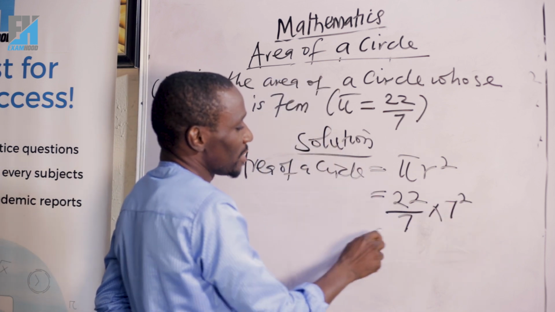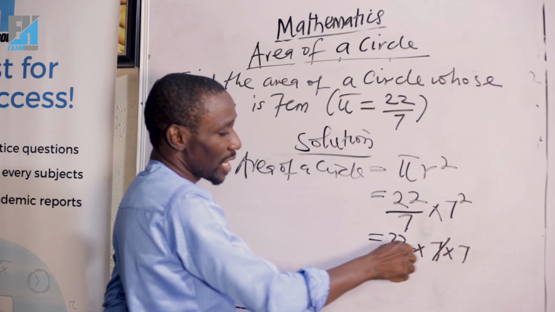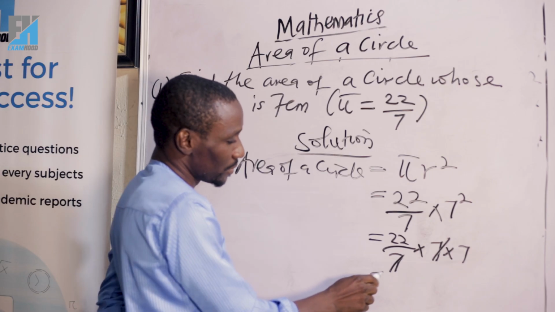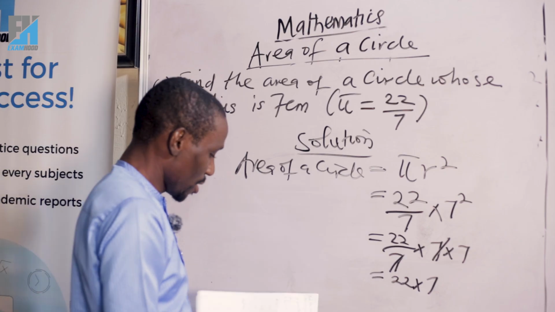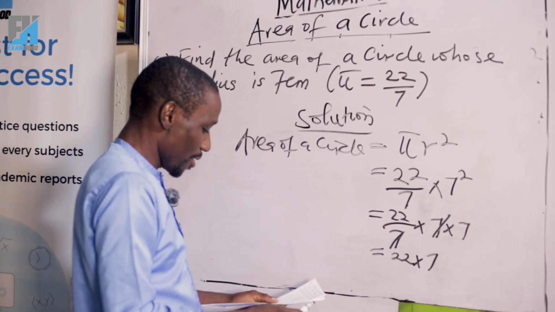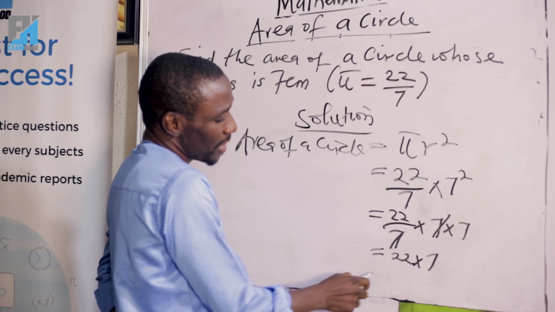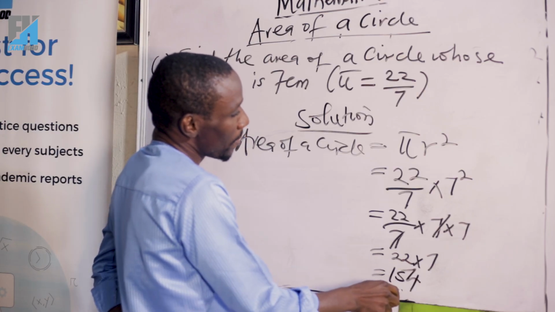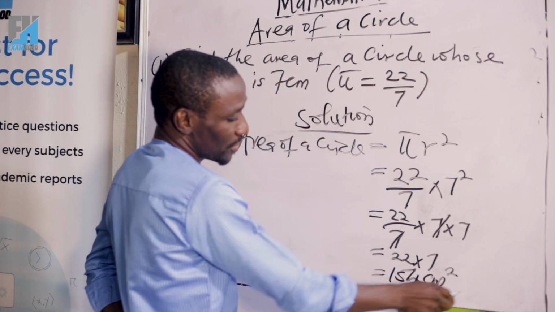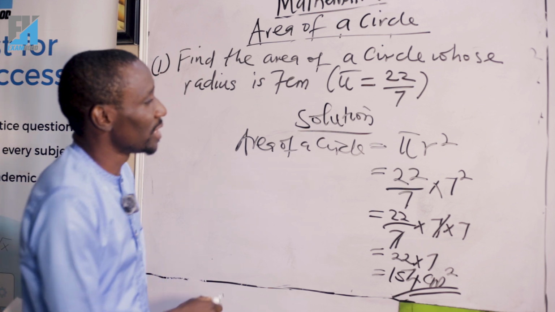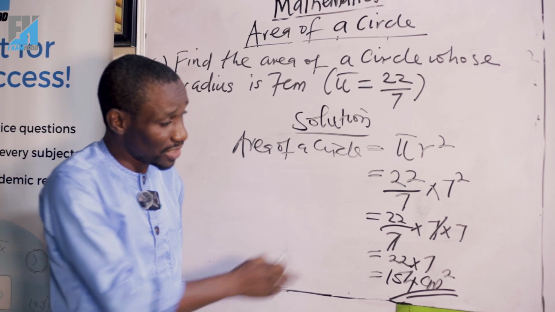So 7 squared is 7 times 7. So this 7 will cancel 7. You are left with 22 times 7. So 22 times 7 will give you the area of the circle. 22 multiplied by 7 will give you 154 centimeter square. So that's your final answer for this question. The area of this circle here will be 154 centimeters squared.